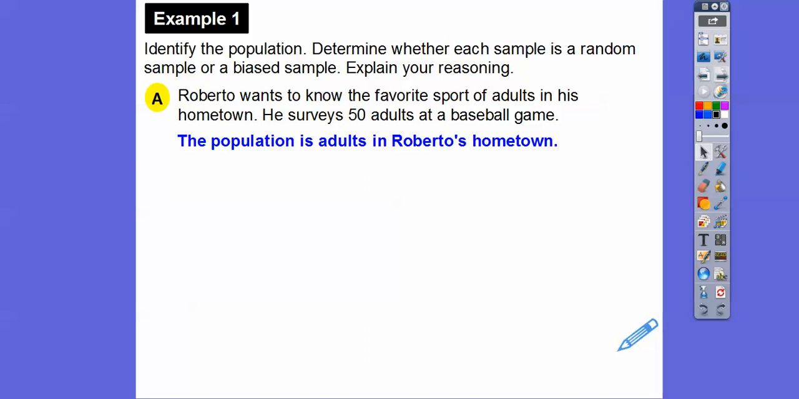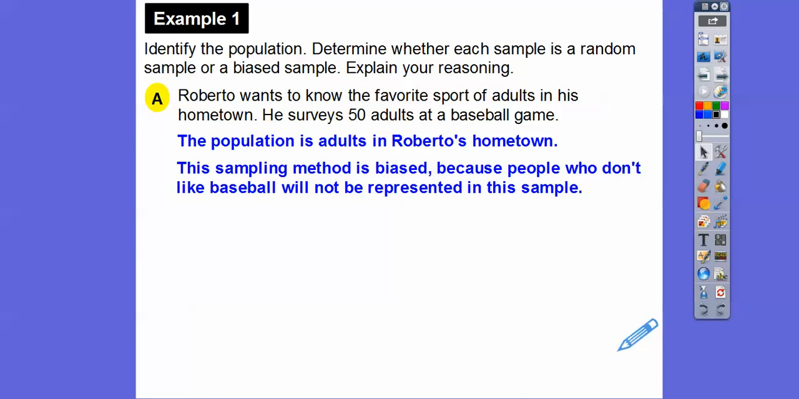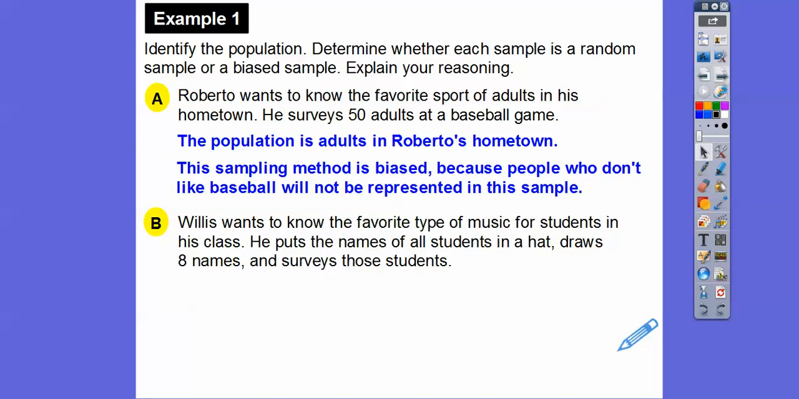Okay, well, the population is the adults in Roberto's hometown, and I'm going to say that this one is biased because people who don't like baseball are probably not going to be at the game, only the people that he's choosing right there. So it wouldn't be a good representation of the entire population. Okay, so here's the next one.